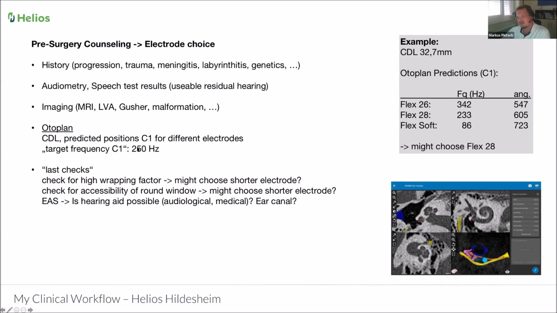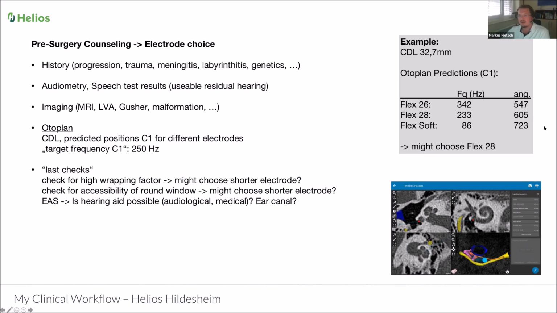In the beginning, we also had this tablet, but now we have this desktop system with the direct PACS input. This is a big improvement. The handling is way better on a big screen with the mouse, and I think you can do more accurate measures with this. So for patients without any residual hearing, we try to get a target frequency for the most apical contact of about 250 Hertz. And you see here is an example.